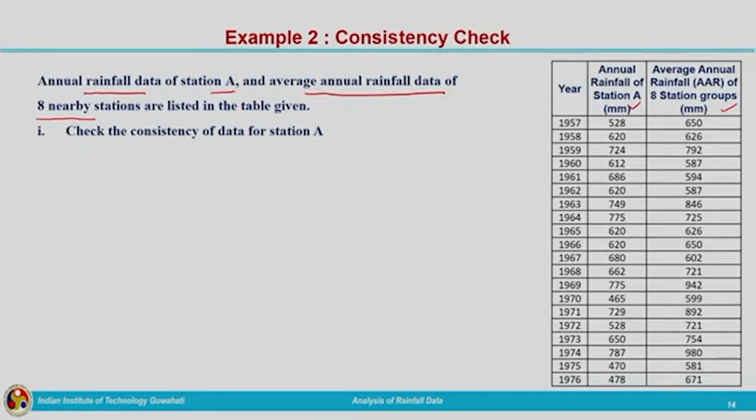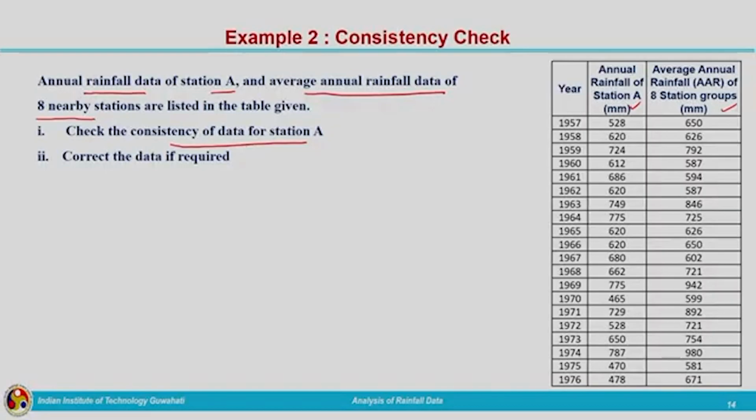Now, what we need to do? We need to check the consistency of data for station A, whether this data series is consistent or not. And the second one is, if there is any inconsistency, you need to correct it by making use of the double mass curve method. If you use the mass curve method, you can understand whether all the data points come on a straight line, with no deviation in slope, and then we can assume that the data is consistent.